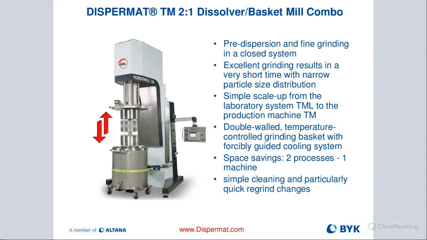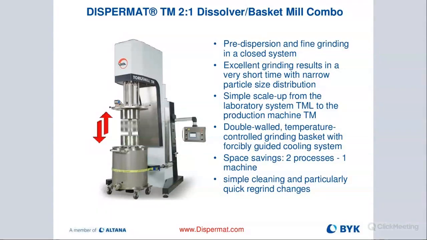Again, here you can see another slide of the TM. Once we're completed with the pre-dispersing, we push a button, the basket comes down, and now we have the basket mill. Of course, huge advantage, space savings, time savings. I don't have to move containers around from one machine to another. I can do everything on one machine. Simple cleaning. I don't have to move baskets. I can literally do the entire dispersing and milling process on one machine pretty much at the same time without having to make any changes.